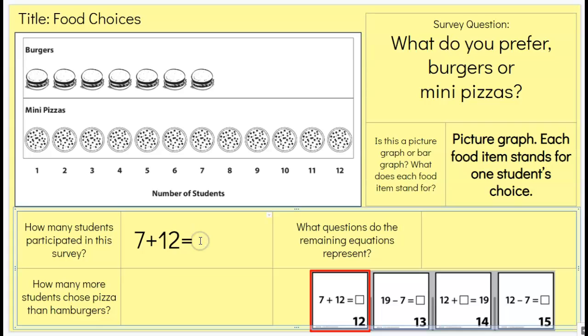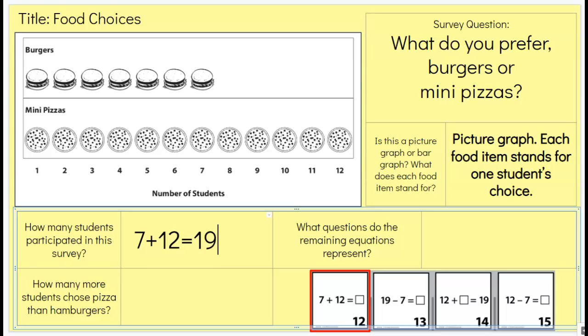Seven plus 12 equals 19. You could have drawn a picture. You could have used your open number line. Whatever strategy you used will work as long as you get the correct answer. Now for our next question. How many more students chose pizza than hamburgers?